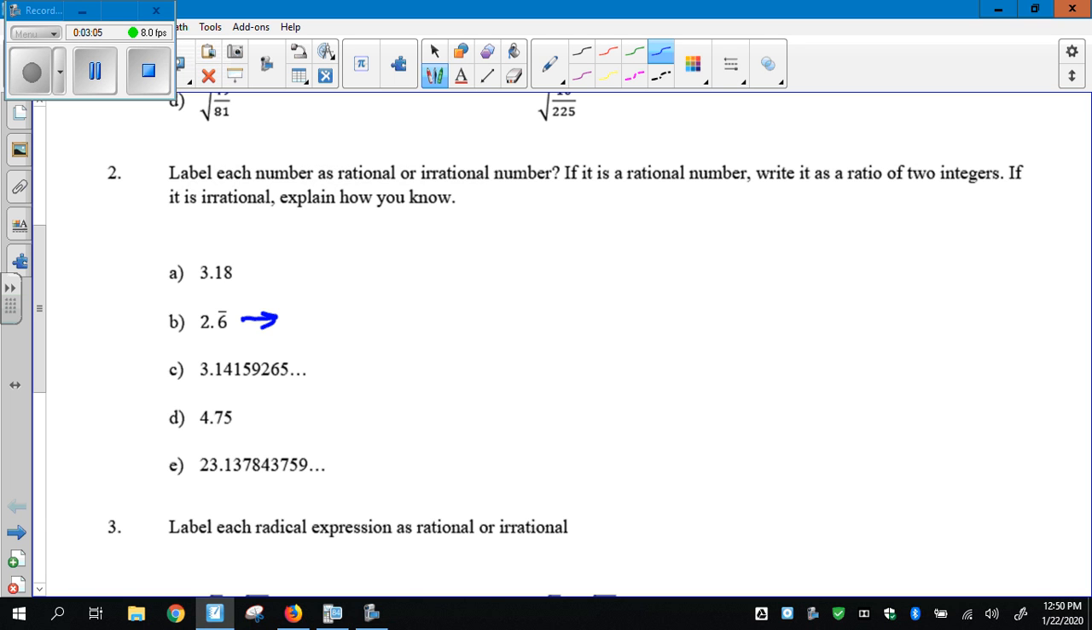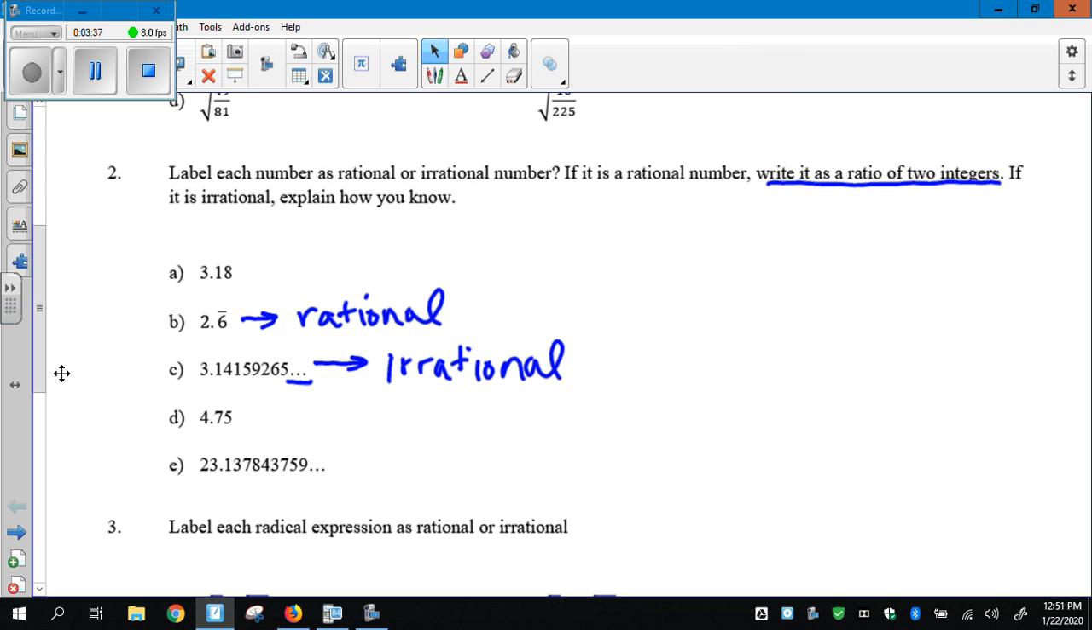B here. I know that since this is a repeating decimal, that this is a rational number. Okay, if it repeats in a pattern, it's rational. And this number right here, if you don't recognize it, you'll notice that the ... at the end means it goes on continuously, and there really is no pattern to the numbers. That would be an irrational number. Now, part of what we had to do was, if it was rational, we want to write it as the ratio of 2 integers. So 2.6 repeating, I'm going to do that.